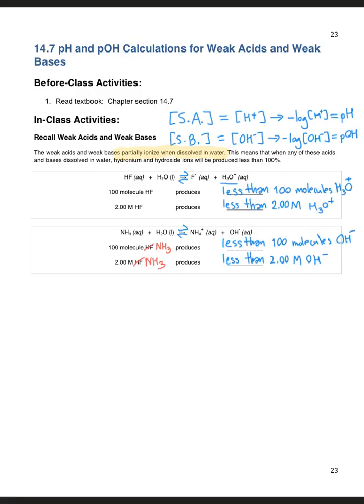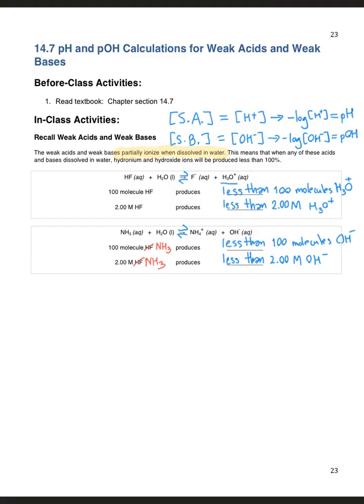To differentiate between an acidic solution and a basic solution: the reason why HF is an acid is because it donates a proton to water and at the end it produces hydronium ions. And the reason why this is a base is because the base accepts a proton from water and also produces hydroxide ions. So whenever you see a species that produces hydronium ions or protons, you can say that species is an acid. And if the species produces hydroxide ions in the solution, we can say that species is a base.